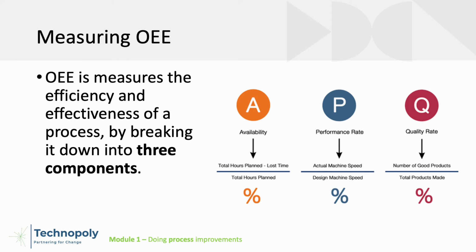The first component is to establish the available time that you have for your processes. Second, you establish the performance rate. And third, you establish the quality rate. By getting the ratio of these three components and multiplying them, we can end up establishing our overall performance.